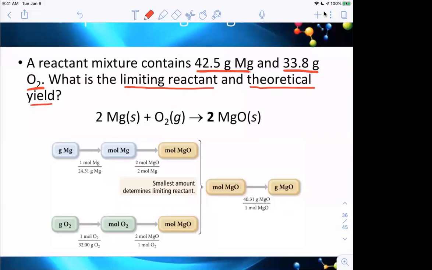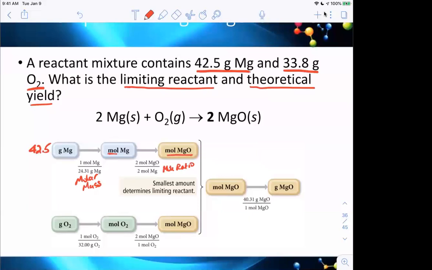I'm going to take my 42.5 grams of magnesium. I'm going to convert that to moles using the molar mass of magnesium. I'm going to convert that to moles of product using the mole ratio.